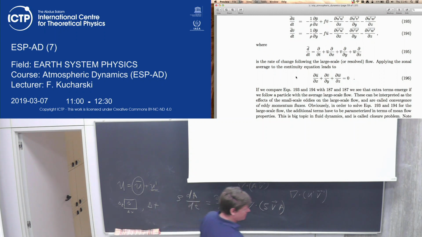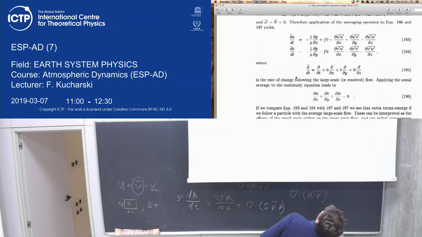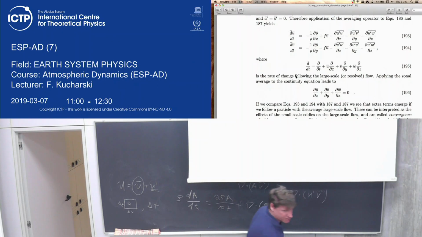So what do we do? This is a big problem in turbulence theory. It's called the closure problem, because we have to do something, otherwise we cannot go on now. We don't know what to do with this. They can be important, they cannot be important, we don't know. So there are tons of theories on how to try to close this system.